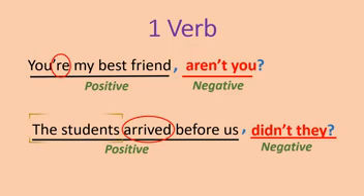Now look at this carefully. The students is plural and therefore we have to use a plural pronoun which is they. We cannot write, the students arrived before us, didn't the students? That is incorrect. So we use a proper pronoun which goes with the noun and a proper verb which goes with the verb in the statement. Now let us have a look at a few examples.